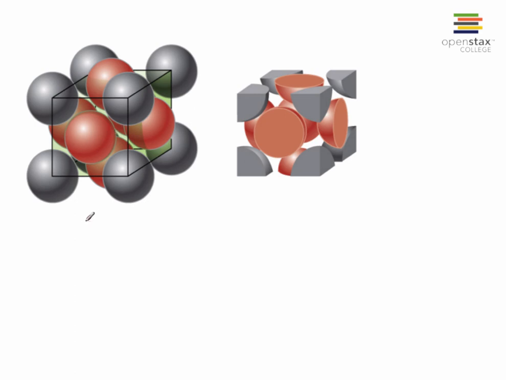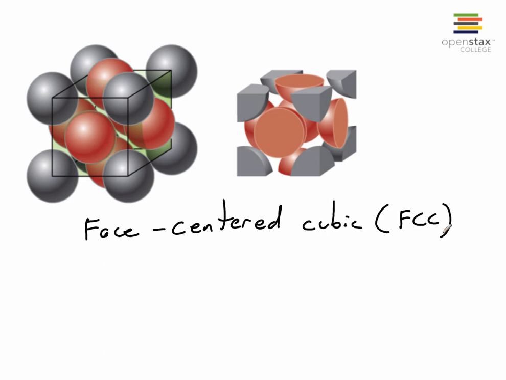Finally, we have face-centered cubic. In this case, there's not an atom inside the center of the box, but instead we put one on all the faces. And the coordination number here is actually equal to 12.